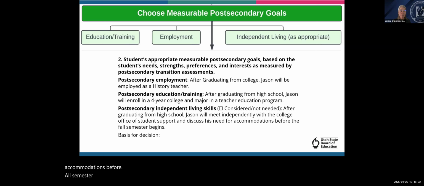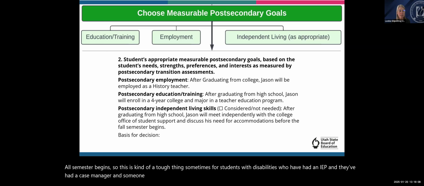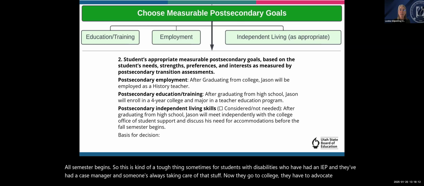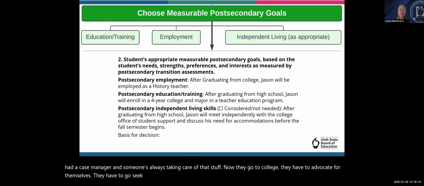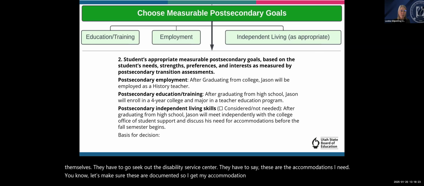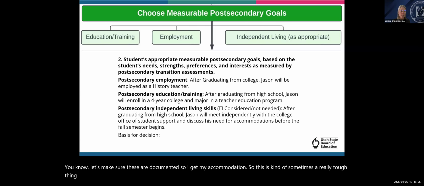So this is kind of a tough thing sometimes for students with disabilities who have had an IEP and they've had a case manager and someone's always taking care of that stuff. Now they go to college, they have to advocate for themselves. They have to go seek out the Disability Service Center. They have to say, these are the accommodations I need. Let's make sure these are documented so I get my accommodation. So this is sometimes a really tough thing for students. If they don't have practice with it in high school, then it's really hard to do in college.